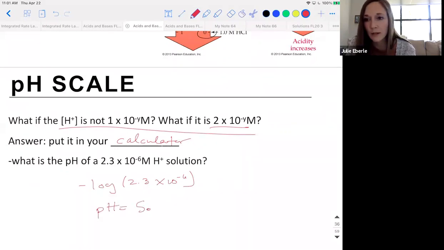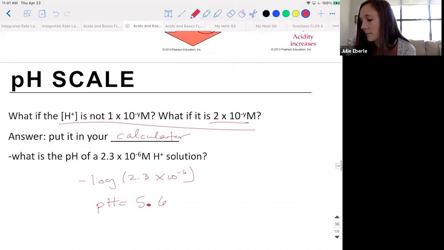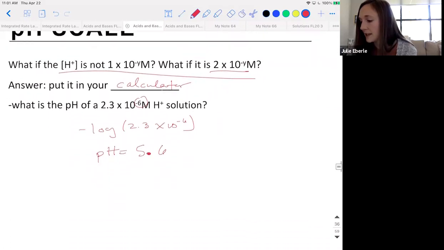Anybody get it? 5 point. Autumn got 5.6. Okay. So you can always look at your exponent and say, okay, if I'm determining concentration of H plus here, then it should be around what my exponent is, but it's not going to be exactly your exponent, just around it. So you need to calculate it for sure.